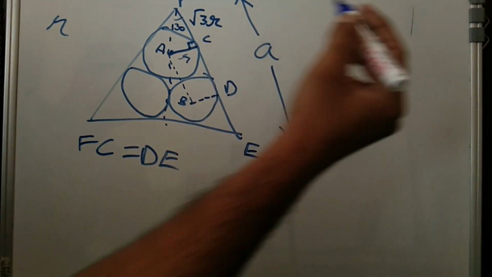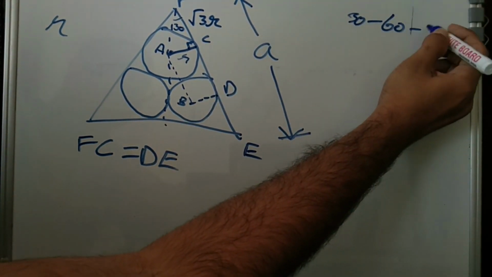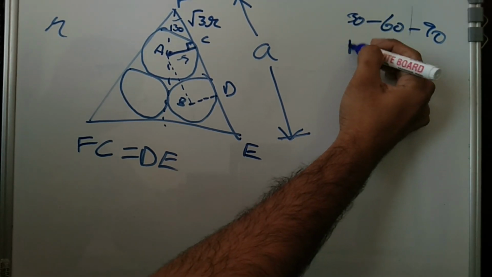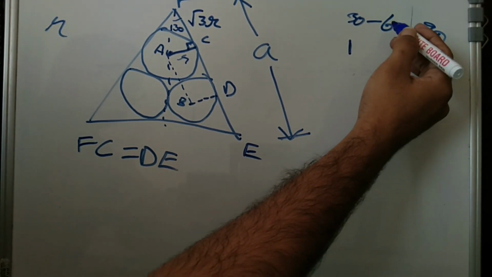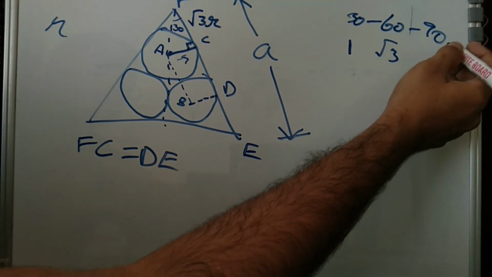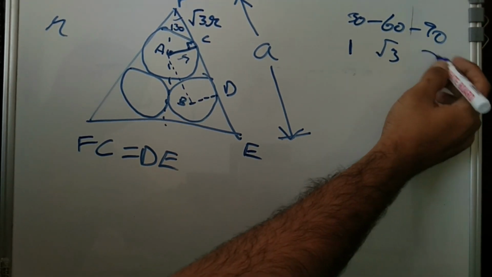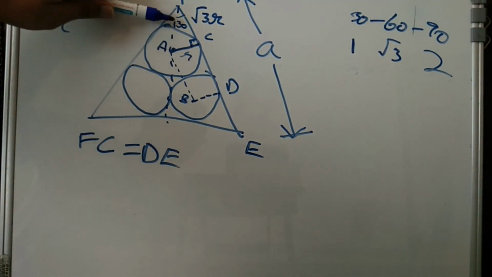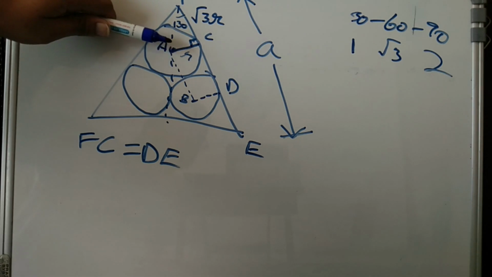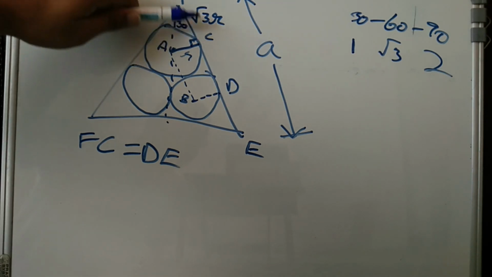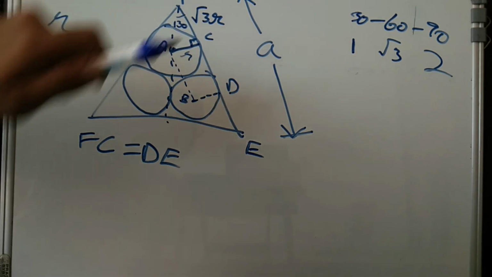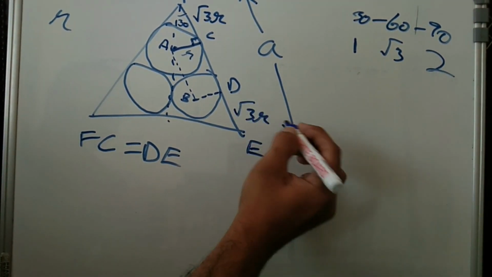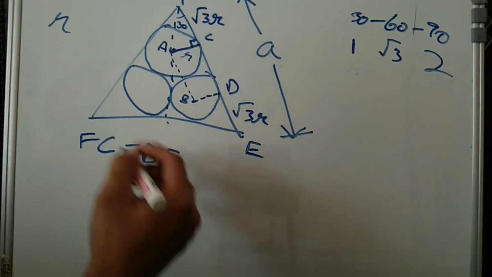Okay, the 30 60 90 triangle relation says the side opposite to the 30 degree angle, if it is 1, then the side opposite to the 60 degree angle would be root 3 and the side opposite to the 90 degree angle would be 2. So if we see here, 30 degrees, the side opposite to 30 degrees is R and the side opposite to 60 degrees is FC, which will be root 3 times R, so root 3 R. In the same way this will be again root 3 R.